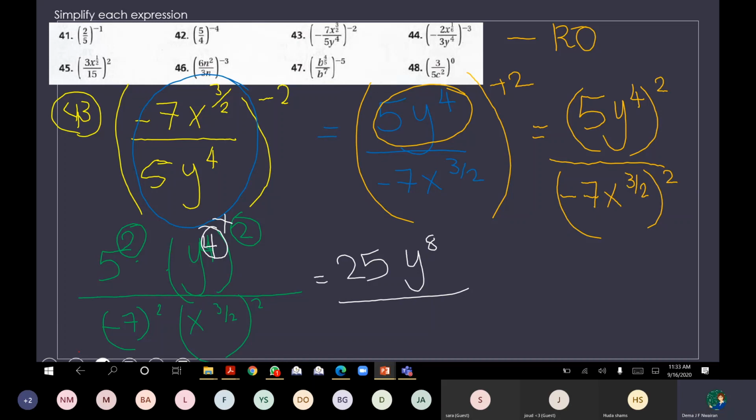negative 7 squared. What does it mean? It means negative 7 multiplied by negative 7. And negative times negative is positive. And 7 multiplied by 7 is 49. So the answer now here is 49. Then x raised to the power 3 over 2, raised to the power 2. What I have to do, I just multiply.